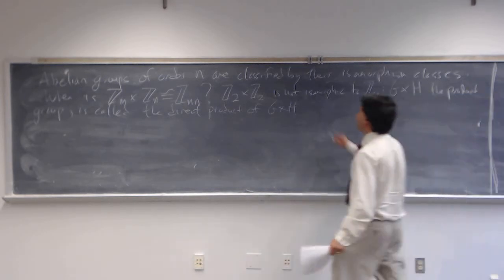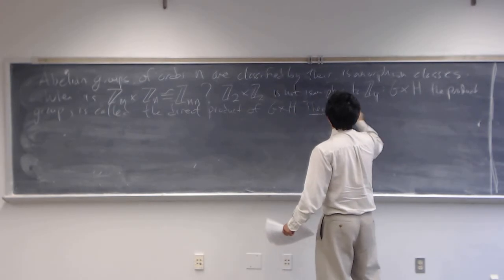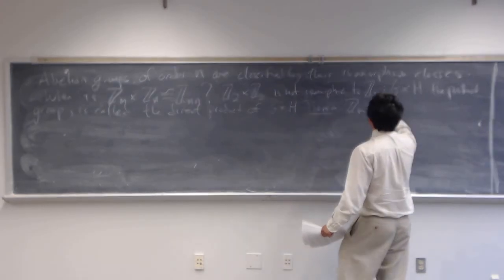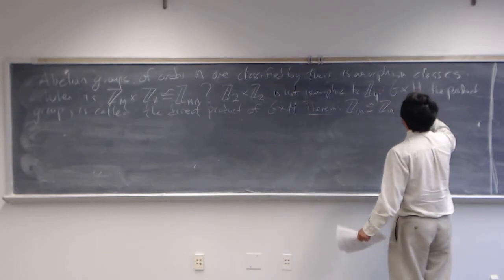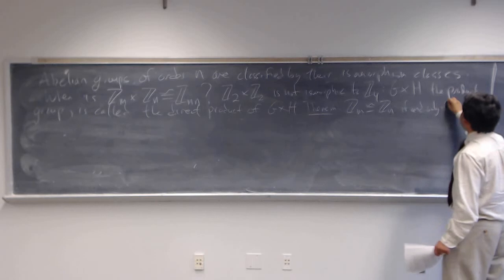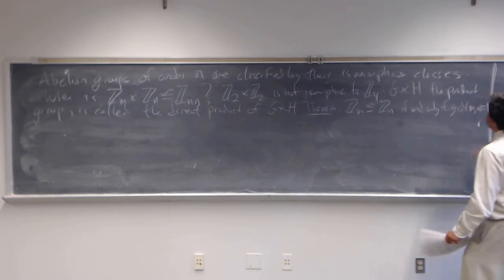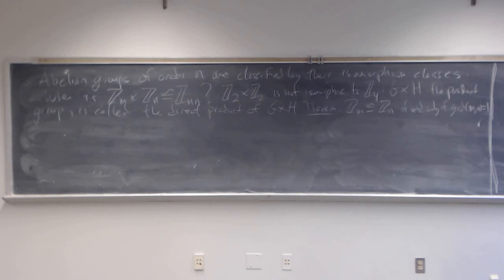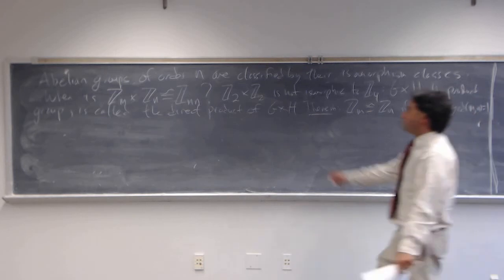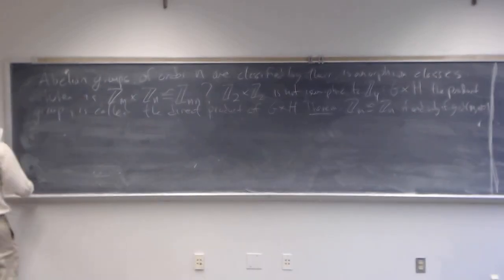So let's answer this question. These two groups are isomorphic if and only if m and n are relatively prime. If and only if the GCD of m and n is equal to 1. And so clearly that's not the case with Z2 cross Z2. The GCD is 2. So let's try to prove this.